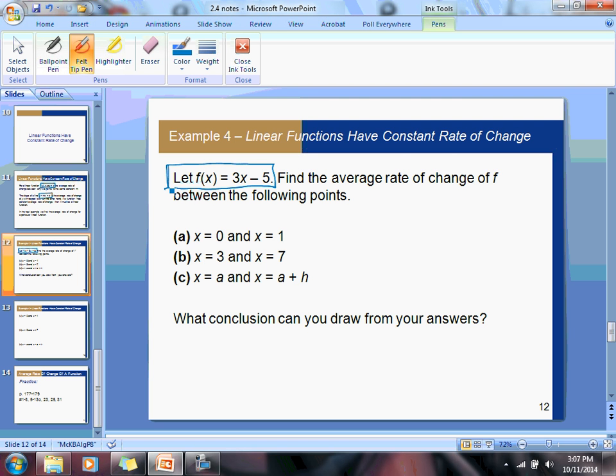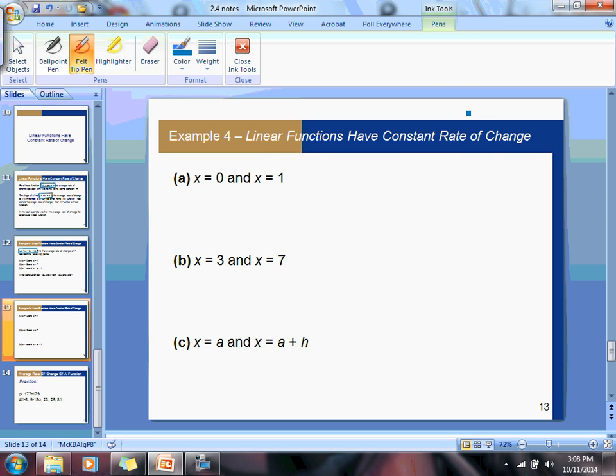Okay, so for part A, I think I have an extra slide here on the next slide to do our work. Okay, so we're going to find the average rate of change, which should be constant, between x equals 1 and x equals 0. So I don't have a graph to look at here. I don't have a graph to read the information from, so I am going to have to substitute those values into my actual function. So I have 3x minus 5 is my function.